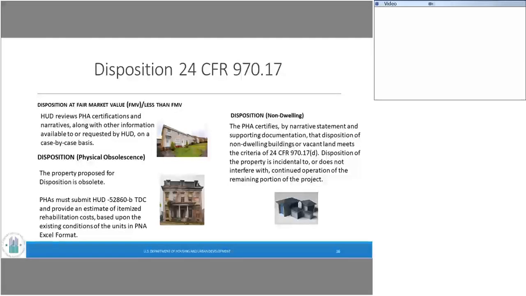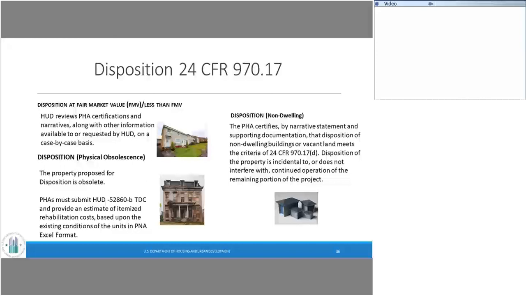Disposition, physical obsolescence. We spoke of that earlier in the 52860-A. The property proposed for disposition is obsolete. PHA must submit, as we said before, 52860-B, in addition to the TDC, and provide an estimate of itemized rehabilitation costs based upon the existing condition of the units in a P&A Excel format.